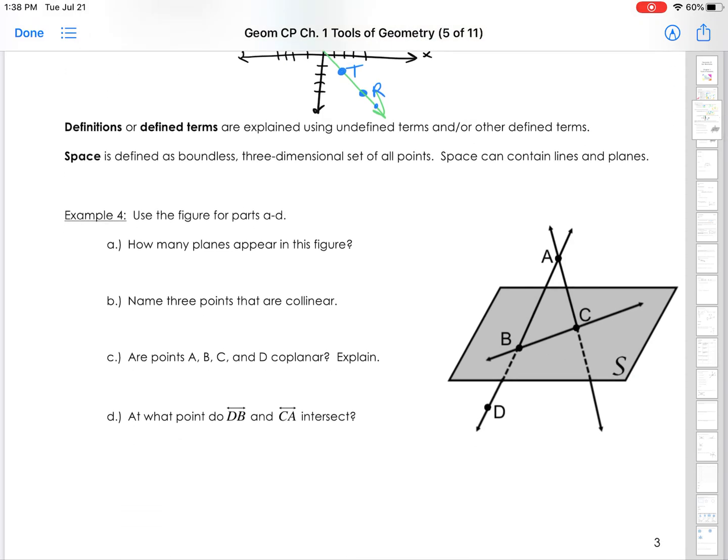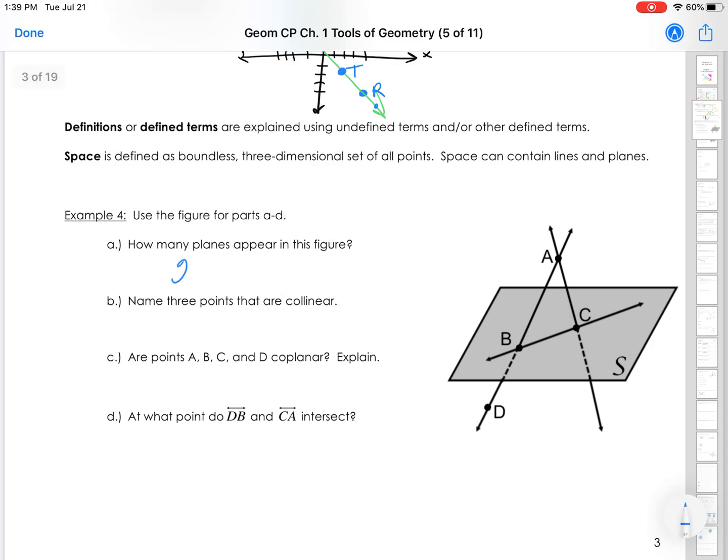Definitions or defined terms are explained using undefined terms and/or other defined terms. So space is defined as boundless, three-dimensional sets of points, and space can contain lines and planes. So if we take a look at example 4, we're going to use the figure to answer these questions. How many planes appear in the figure? Well, we can say for sure plane S, but there's another plane that we're not accounting for, and that's the vertical plane that's going to contain those lines that go off of this one.